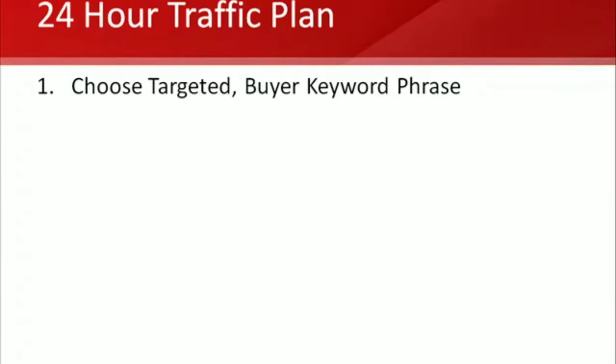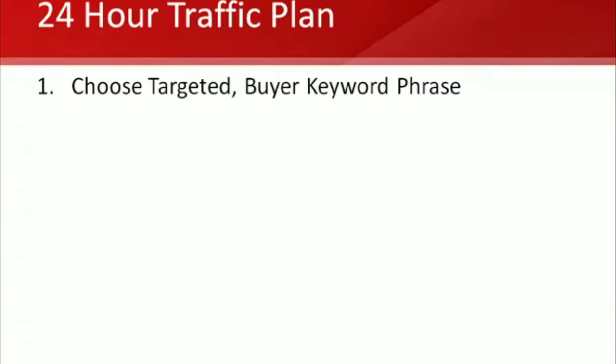So inside the 24-hour traffic plan, the very first step that you need to do is choose a targeted buyer keyword phrase. I use the Google AdWords keyword tool, and I'm going to show you that in the next video, where we go through step by step and help you identify a keyword phrase inside of your niche that people are looking for.